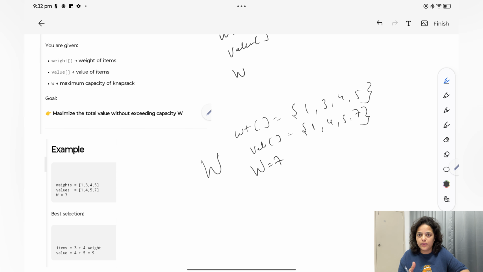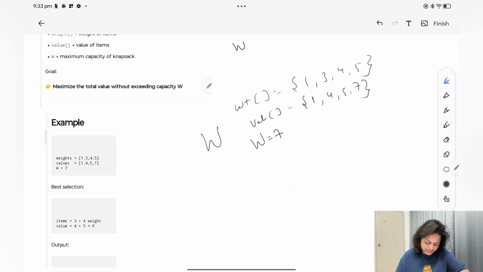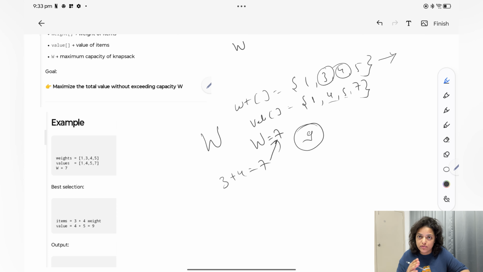Now you need to pick weights such that the value is maximum, but the weight does not exceed the capacity. How can you solve that? In this question, if you pick items 3 and 4, the summation of 3 and 4 is 7, which is the weight given. So this satisfies the condition, and the value is 4 plus 5, which is 9. Can you pick anything else whose weight is equivalent to 7 but the value is maximum? No, right? This is the only one, so this is the answer.